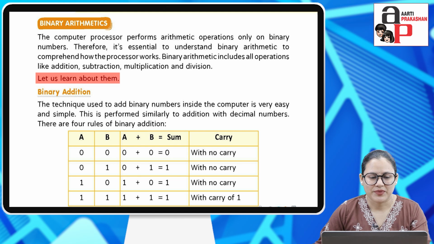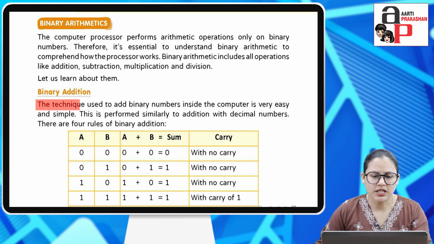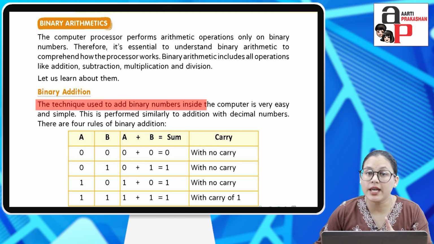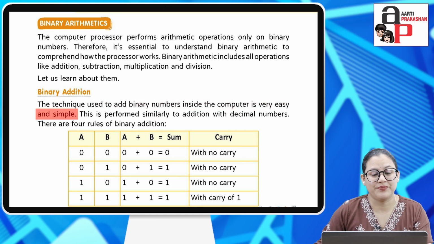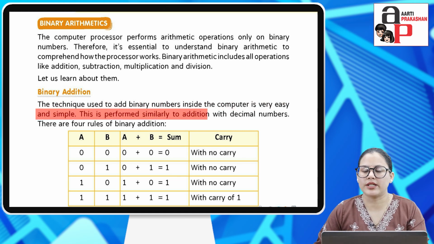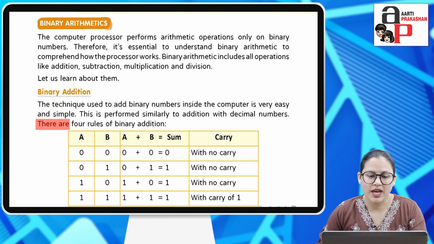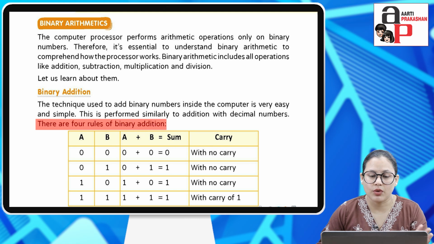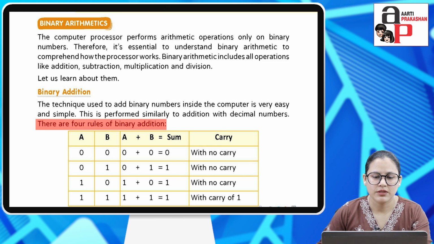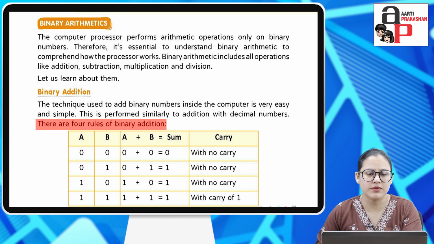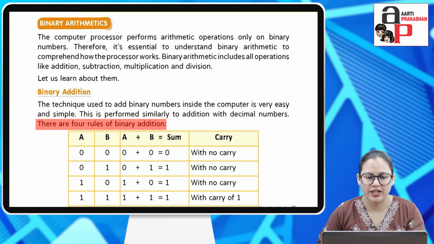Let's learn about them. Binary addition. The technique used to add binary numbers inside the computer is very easy and simple. This is performed similarly to addition with decimal numbers. So there are 4 rules of binary addition. Okay, see. If the value of A is 0 and the value of B is also 0, then A plus B, that is 0 plus 0, is equal to 0, with no carry.